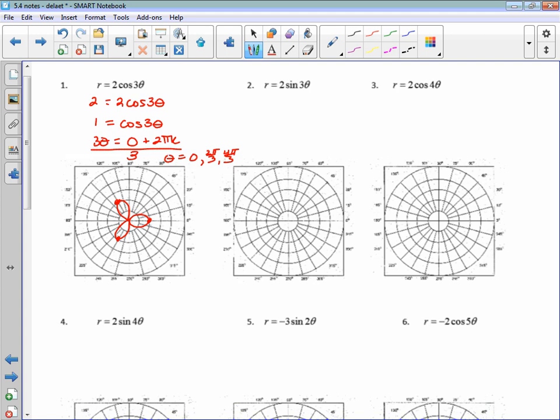Okay. I want you guys to try number 2. This one shouldn't be too bad. Notice it is sine, not cosine, though, so it's not going to look exactly like the one we just graphed. So I'll give you a second here.